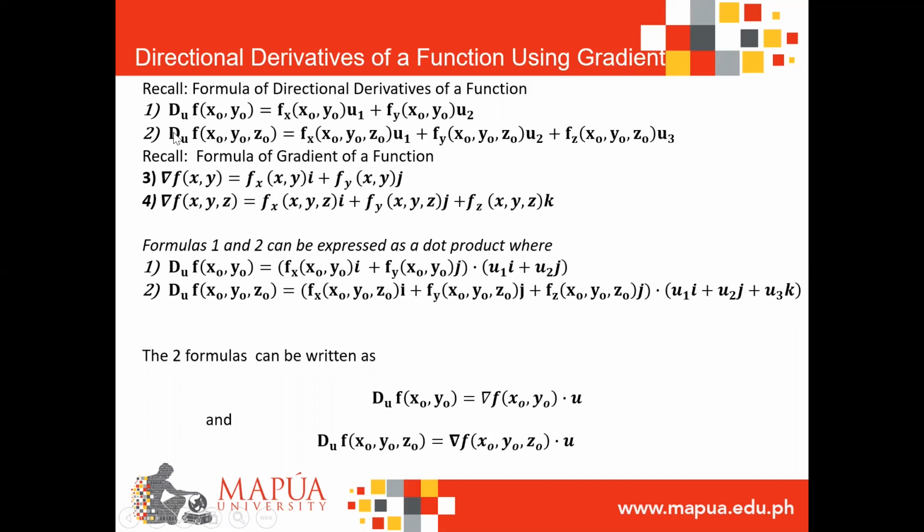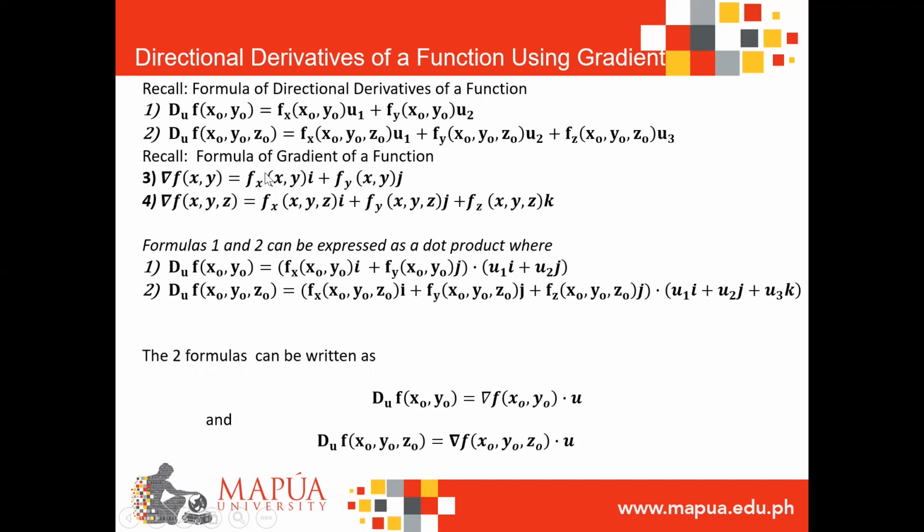Then we have here the directional derivative of a function in 3 variables. So we have here the notation D sub u of f is equal to f sub x evaluated at x sub 0, y sub 0, z sub 0 times u1 plus f sub y evaluated at x sub 0, y sub 0, z sub 0 times u2 plus f sub z evaluated at x sub 0, y sub 0, z sub 0 times u3, where u1, u2, and u3 are the components of the unit vector u.